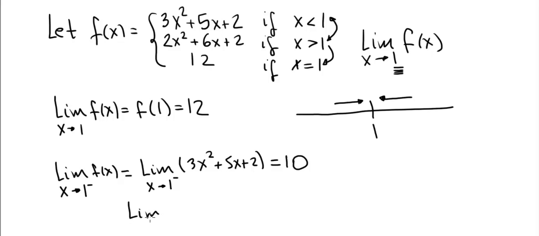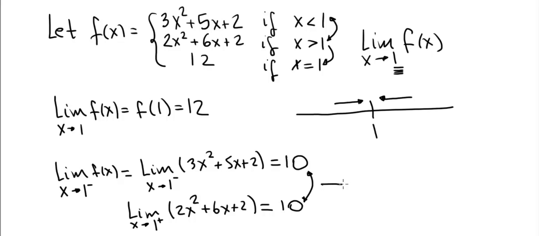When we look at the right-handed limit, that means we're approaching 1 from the right. We're taking values of x bigger than 1, slightly larger. And the function is defined for those values by the second part, 2x squared plus 6x plus 2. So we put 1 in for x here. We get 2 plus 6 plus 2. That's also 10. So notice that the left-handed limit and the right-handed limit are both equal to 10. That implies that the limit as x approaches 1 of our piecewise function f of x is equal to 10, this common limit. It's not 12.